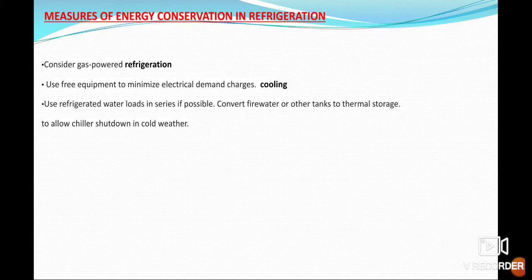Measures of energy conservation in refrigeration. It can be reduced by using gas-powered refrigeration, using free cooling to minimize electrical demand charges, using refrigerated water loads in series if possible, and converting firewater or other tanks to thermal storage. So it can allow chiller shutdown in cold weather.